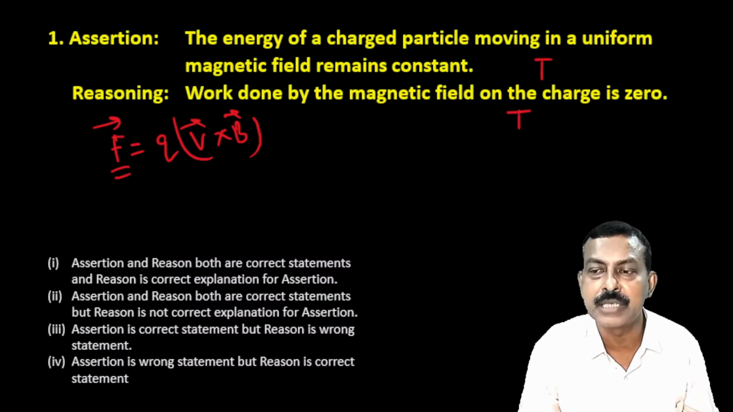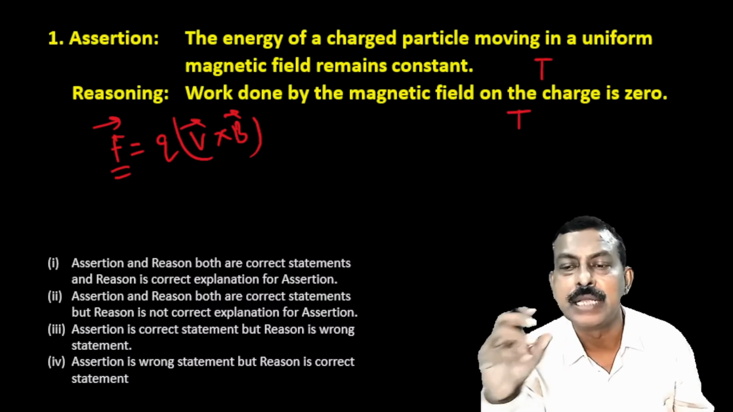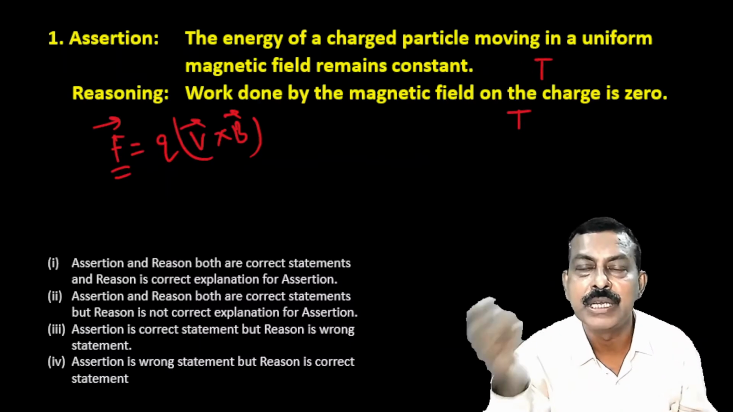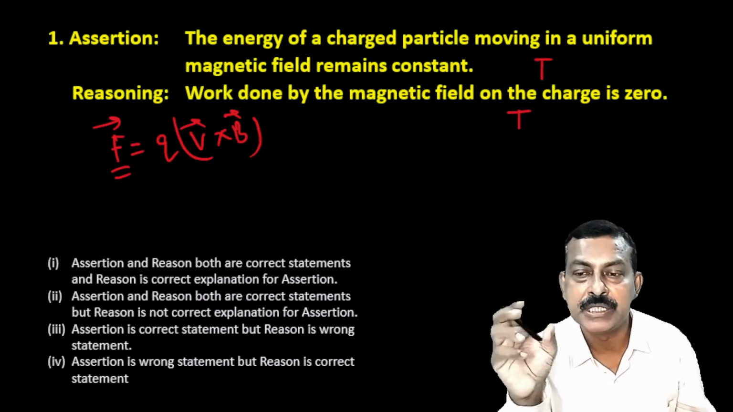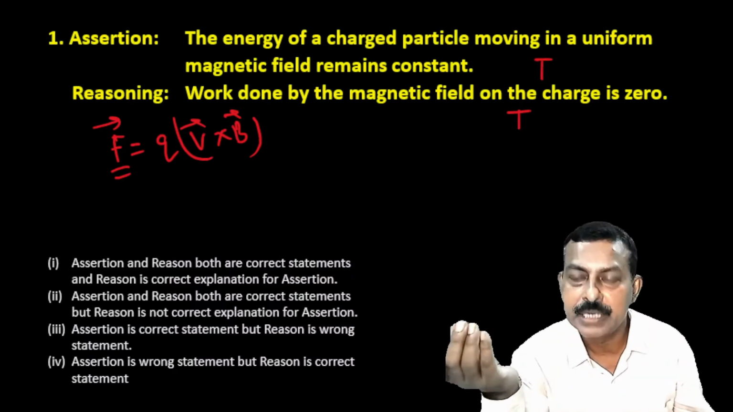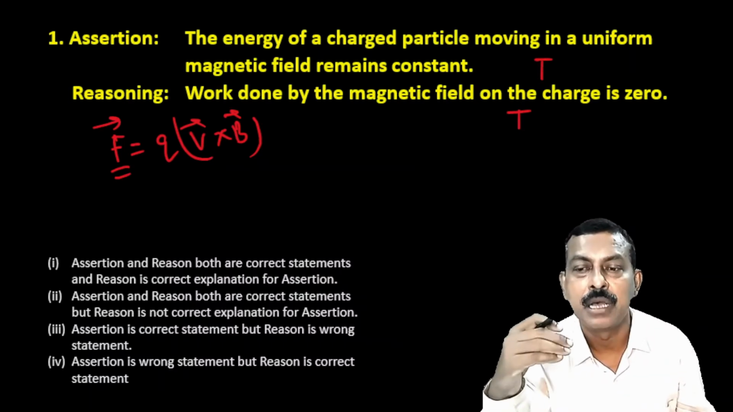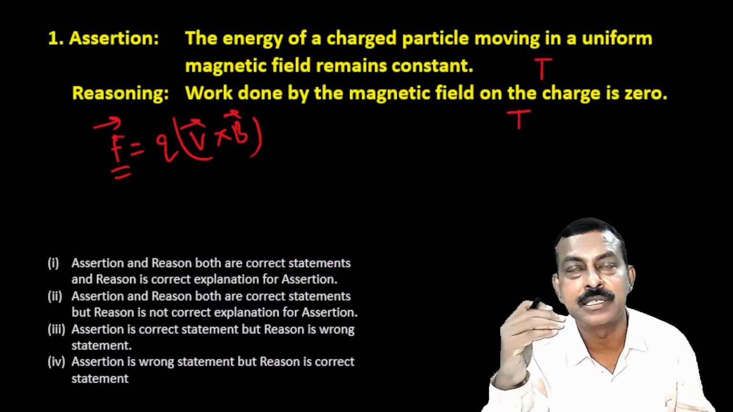And the second one is that work done by the magnetic field on the charge is 0. This is also a correct statement, because as the work done is 0, the energy of the system will remain constant there. There is no change in its energy. So again here, assertion and reason, we have seen their status, it is true.